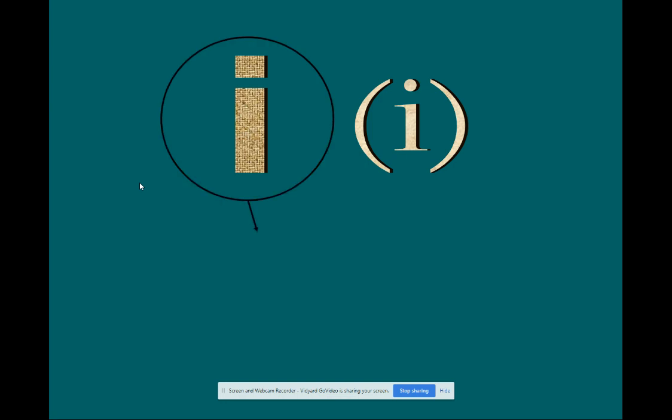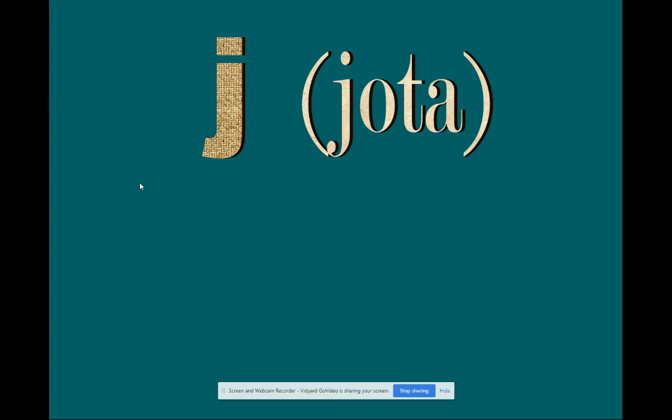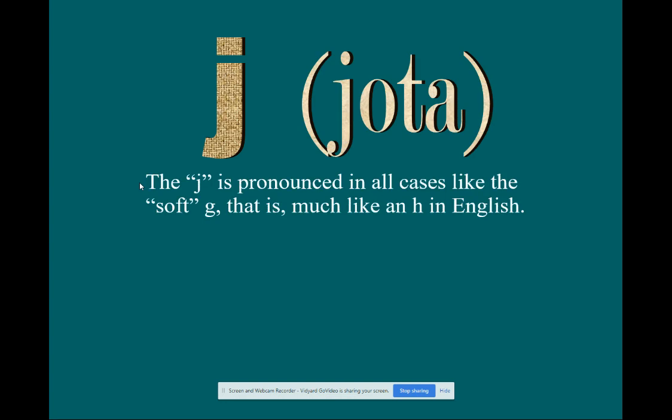La I. Like the E in teeth, the I in machine, but shorter. Mi, niño, libro, tímido, inteligente, rico. J. The J is pronounced in all cases like the soft G, that is, much like the H in English. José, hijo, jarra, atajo.